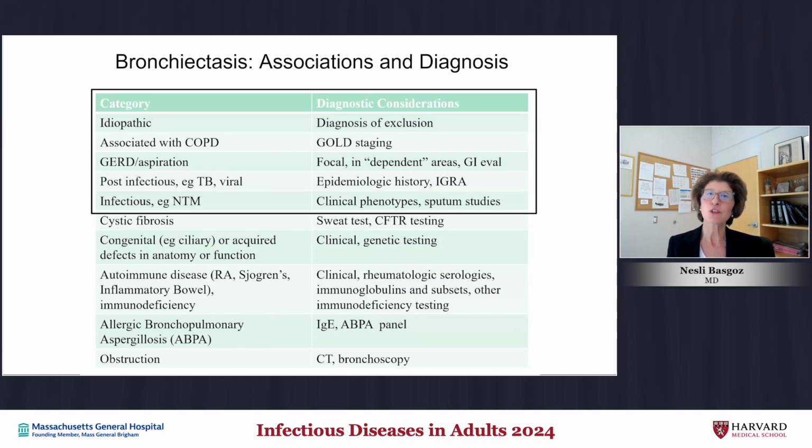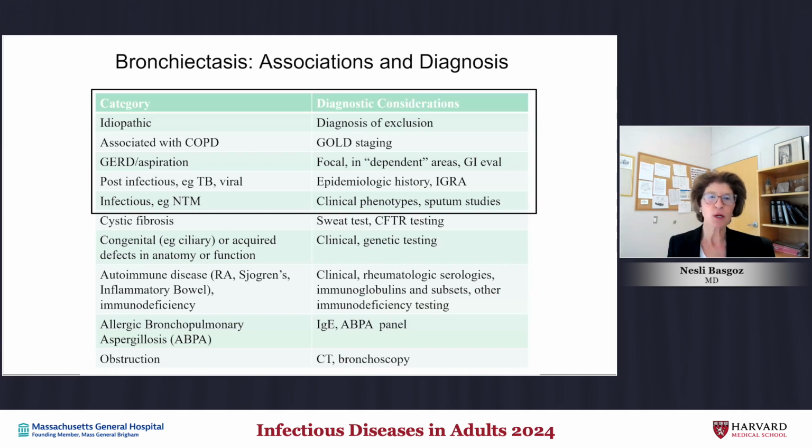GERD and aspiration often results in more focal bronchiectasis. Remember, can depend on the position you're lying in. And sometimes a GI evaluation is required. In someone with a suggestive history and a hiatal hernia or a patulous fluid-filled esophagus, it may not be necessary.